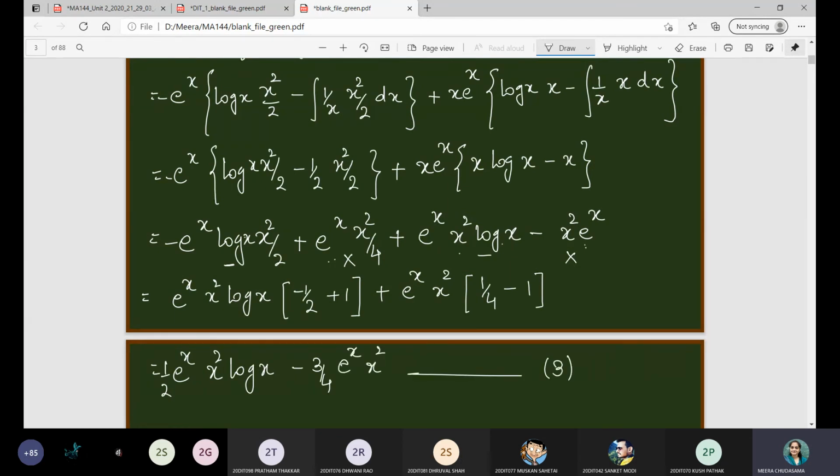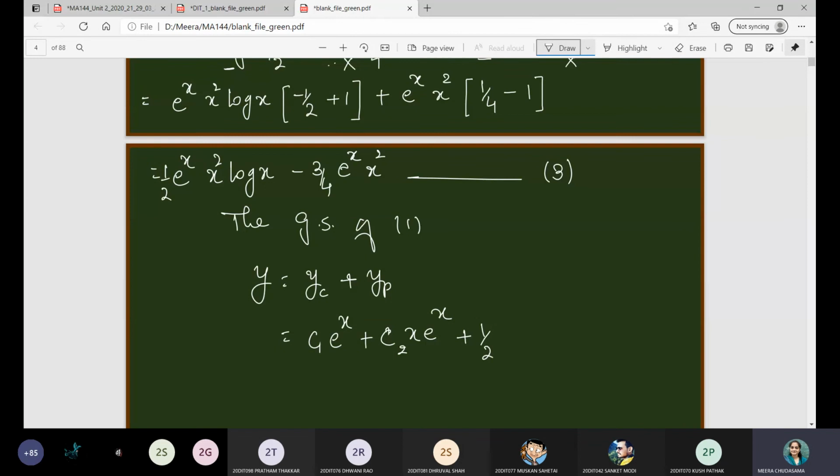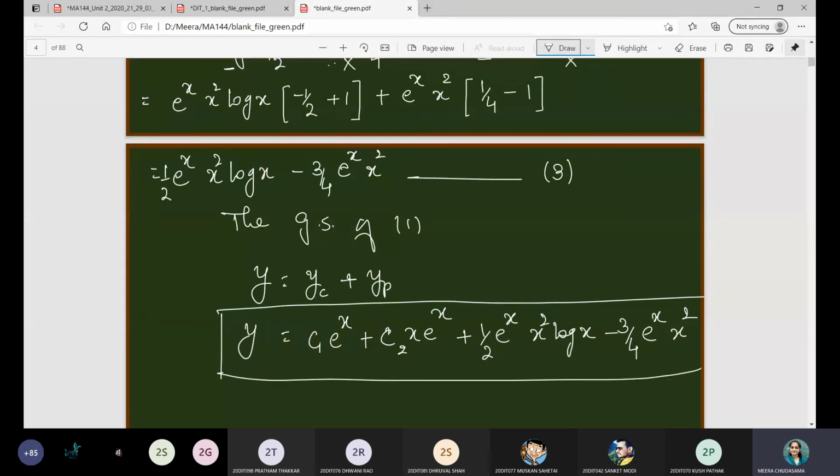Give this as 3. In that case, the general solution of the equation, y is equal to yc plus yp, which is c1 e raised to x plus c2 x e raised to x plus 1 by 2 e raised to x, x square, log x minus 3 by 4 e raised to x, x square. So this is the solution corresponding to the given problem, where C1 and C2 are arbitrary constants.